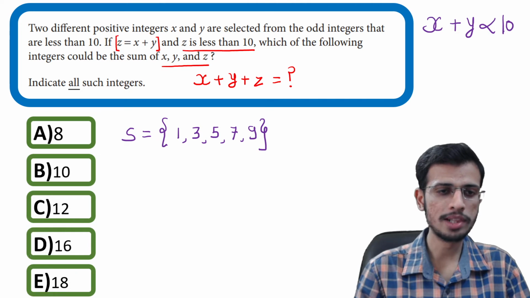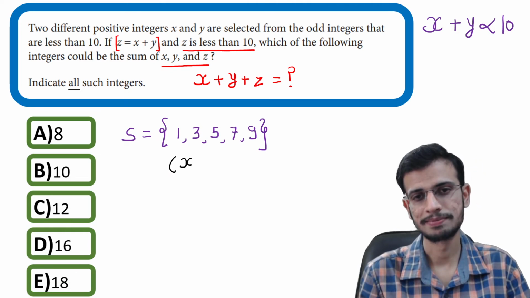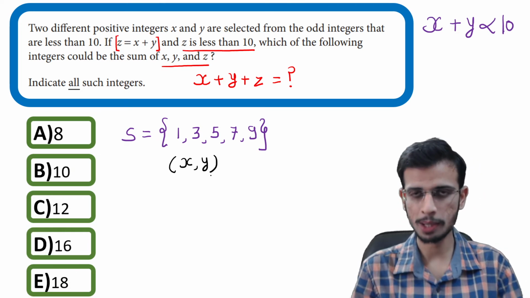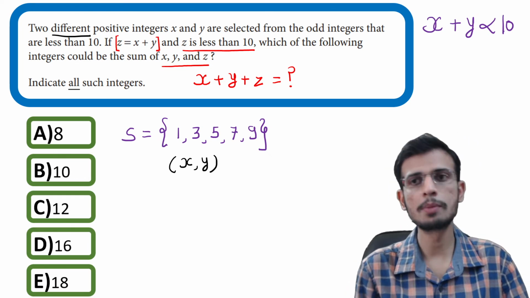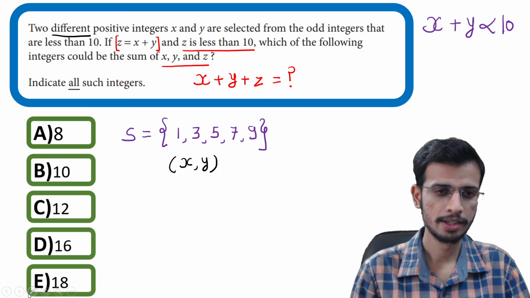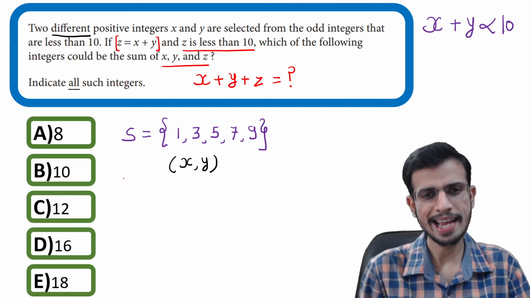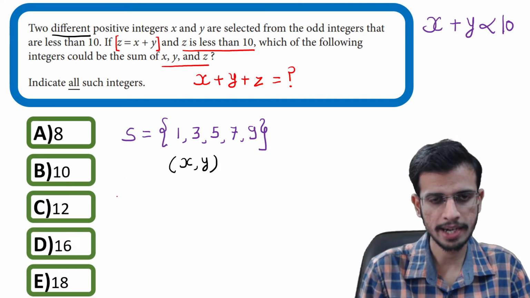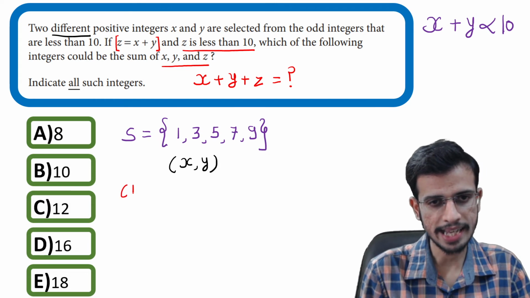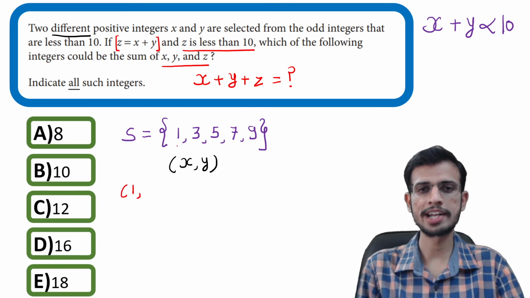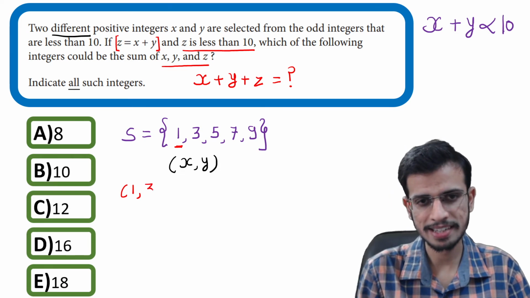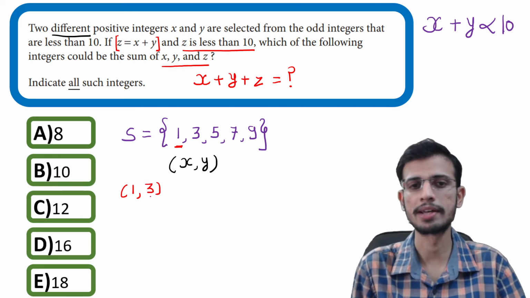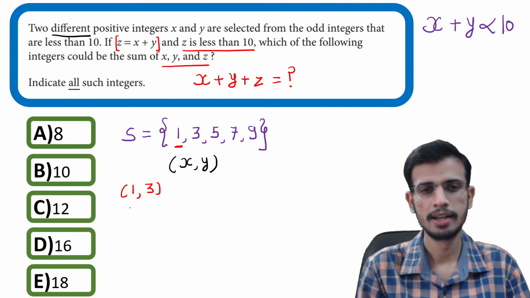So let us write all the possible pairs of x and y. x and y should be different and the sum should be less than 10. So I am taking x equal to 1. I am starting from here. So I can take the value of y equal to 3. I am writing this pair of x and y. 1 plus 3 is less than 10.